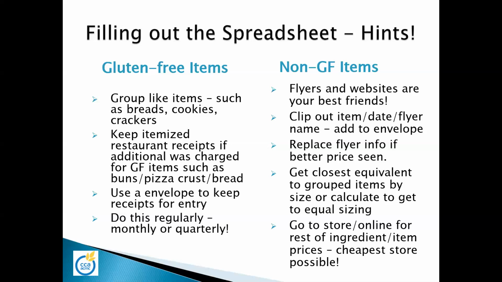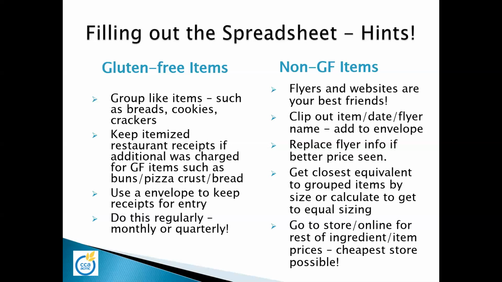You also want to get the closest equivalent size to the grouped items so that you're calculating based on equal sizing. For example, gluten-free cookies usually come in smaller packages than gluten cookies. I know on my spreadsheet, Peek Freans, I had a package of 600 grams and I divided it in half because most of the gluten-free cookies that I had were actually 300 grams.